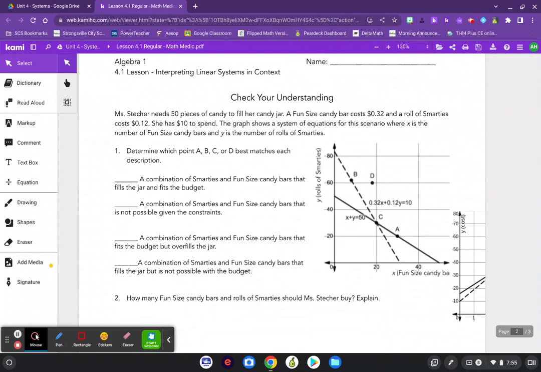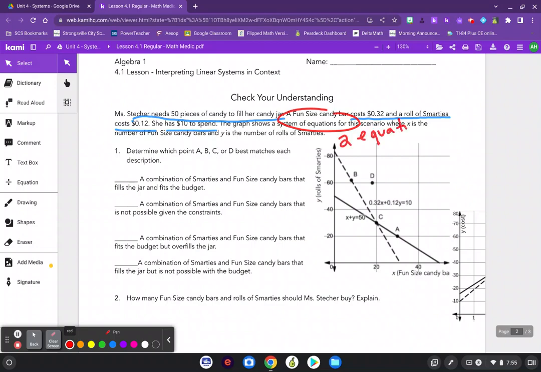Take some notes here. So this problem says that Miss Stetcher needs 50 pieces of candy to fill her jar. A fun-sized candy bar costs 32 cents, and a roll of Smarties costs 12 cents. She has $10 to spend. So the graph shows a system of equations, and a system of equations, I could say 2 or more equations. I don't know that we'll be working with more than 2, but we're going to say 2 equations. We're looking at 2 equations at a time, okay?